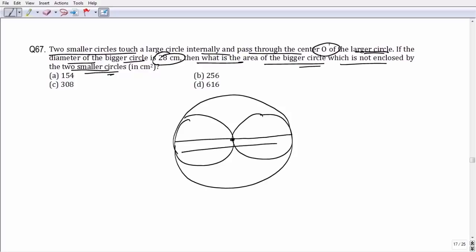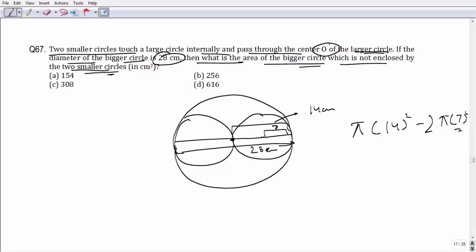Now, since we know that this bigger length is 28 centimeters, the radius of the bigger circle turns out to be 14 centimeters, and the radius of the smaller circle turns out to be 7 centimeters. Now, if we talk about the required area, that would be pi r square minus twice of pi r square, that is the smaller circle.